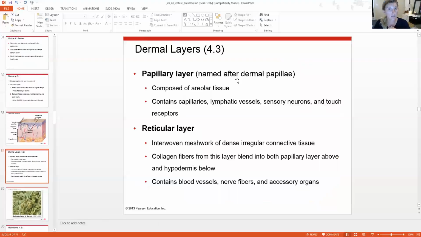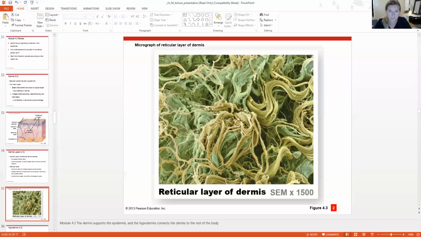Then you have the reticular layer. This is where there's dense, irregular connective tissue. The collagen fibers kind of serve as a connection to the hypodermis in this region. There's also blood vessels, nerves, and accessory organs like some hair structures and things like that. So there's a reticular layer.